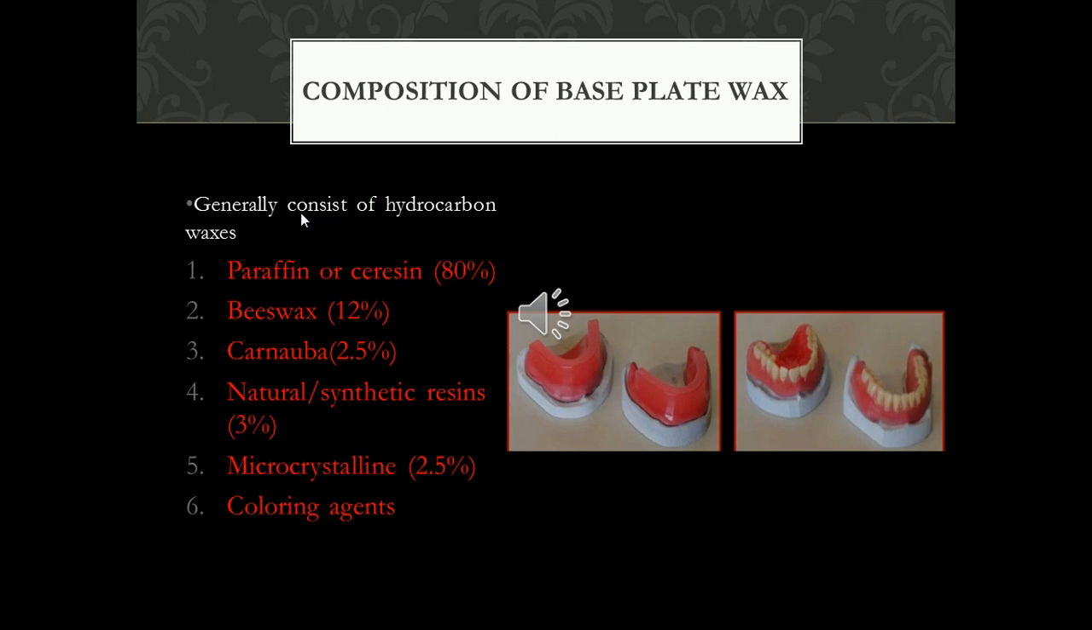But let's go to the composition first. Its composition is also very important. Generally, the main constituent is paraffin, which is 80%, 12% beeswax, 2.5% carnauba, 3% synthetic resins, 2.5% microcrystalline wax, and coloring agents.